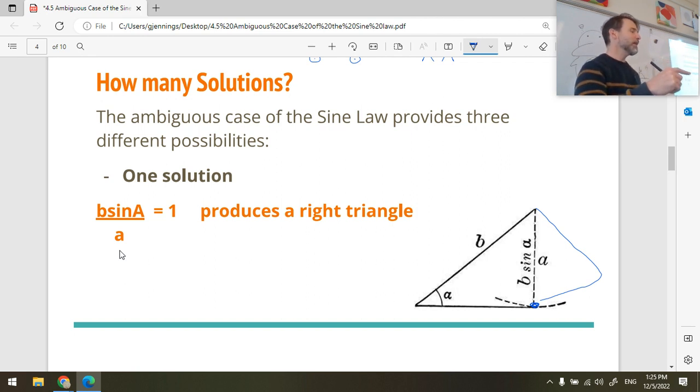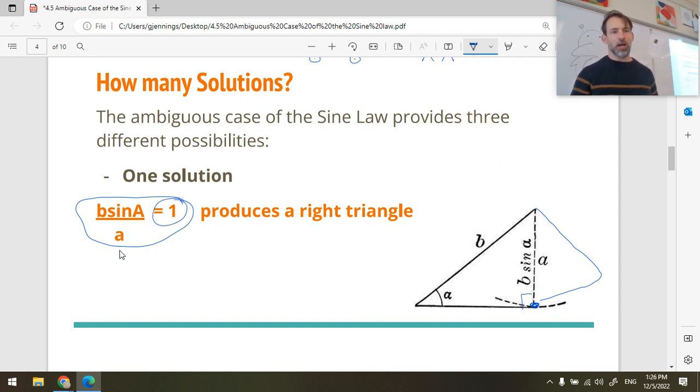Just kisses the bottom. That's going to be at a right angle, right? They are going to be hanging at the bottom of their swing, and it creates a right angle. Mathematically, if you apply the sine law, this would be a situation where if b sine A over a equals 1, then that produces a right angle triangle.